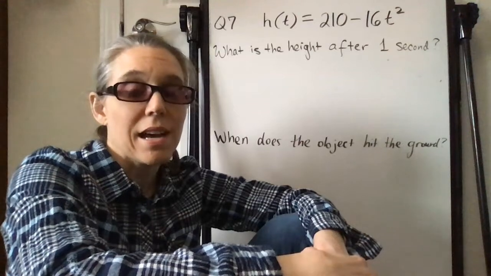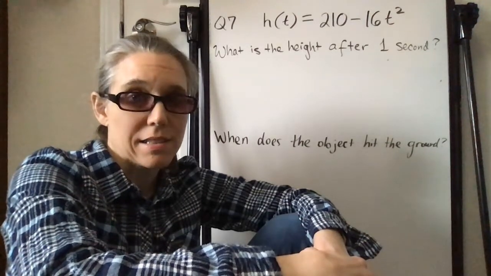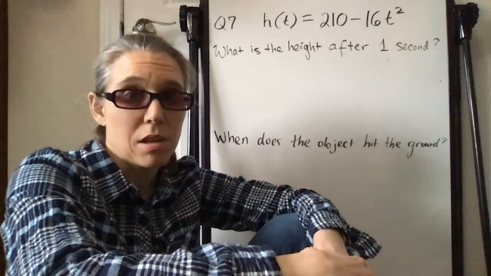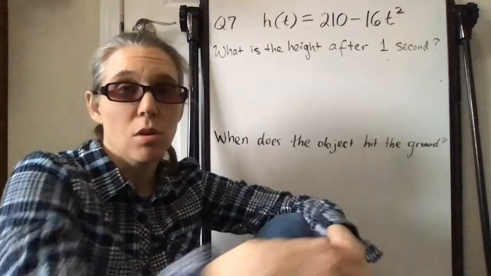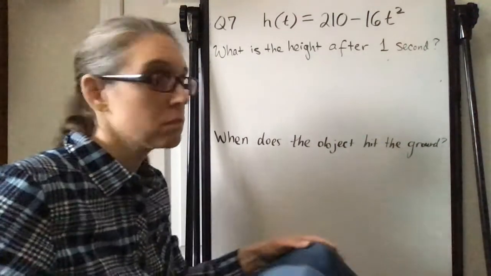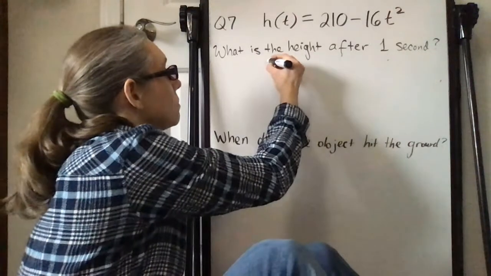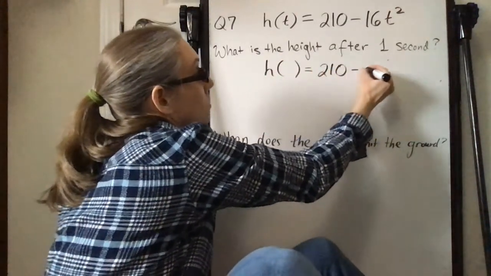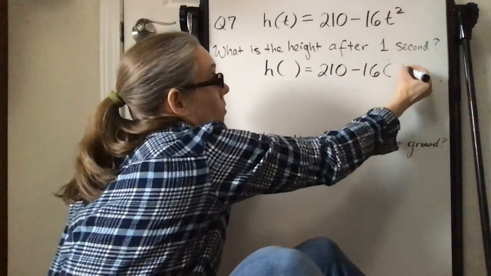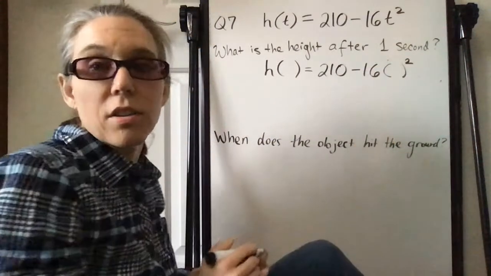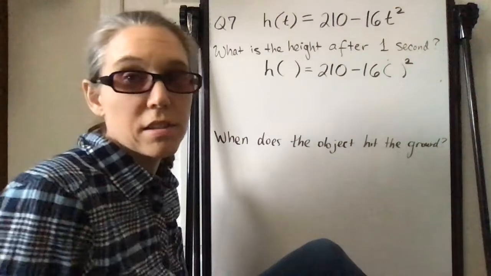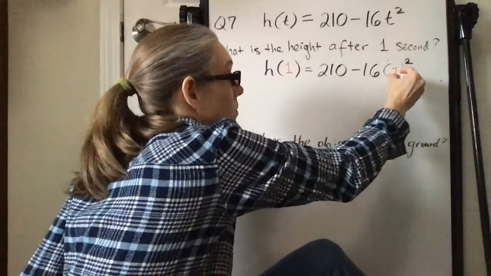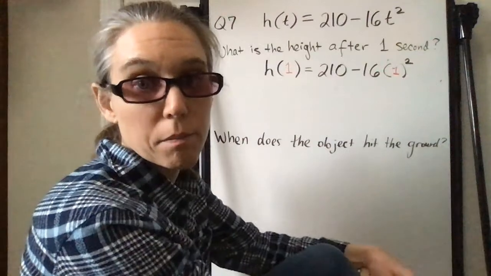So what is the height after 1 second? The height is unknown. What is known is the time. So we replace time with 1. So every occurrence of t is replaced with 1. And this is what the work looks like.